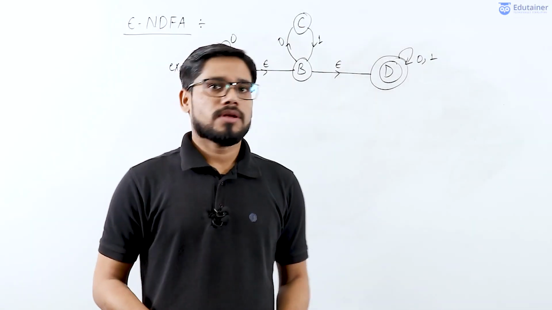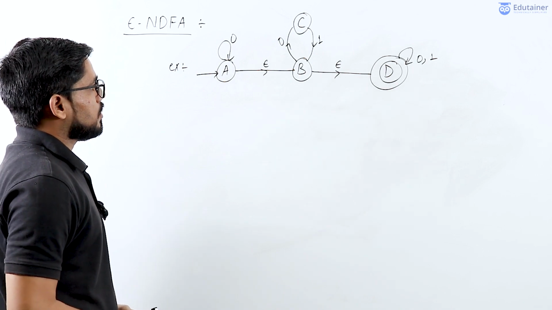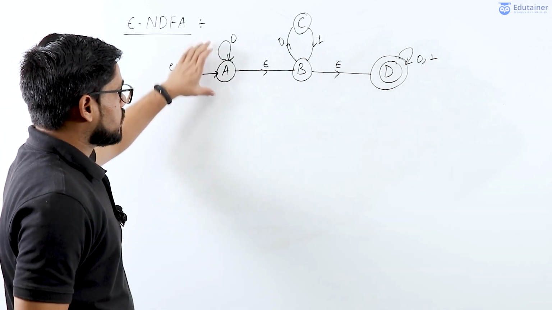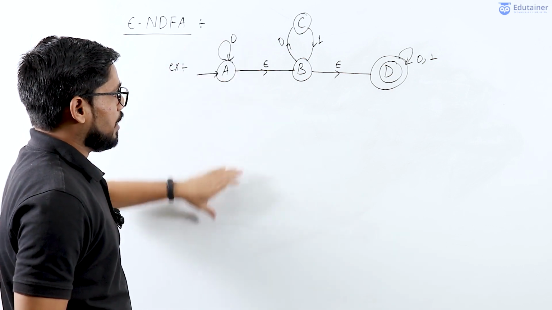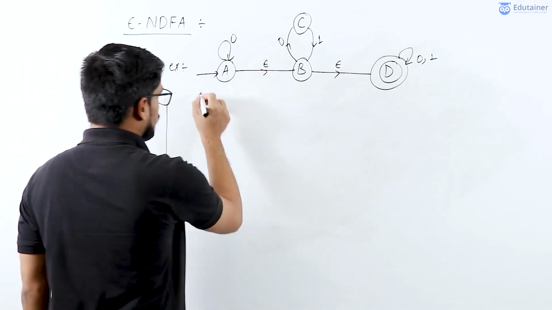Hi everyone. Consider this example, this transition diagram. This is an epsilon NDFA. Now I want to convert this epsilon NDFA into an NDFA. For that purpose I will use the closure property.